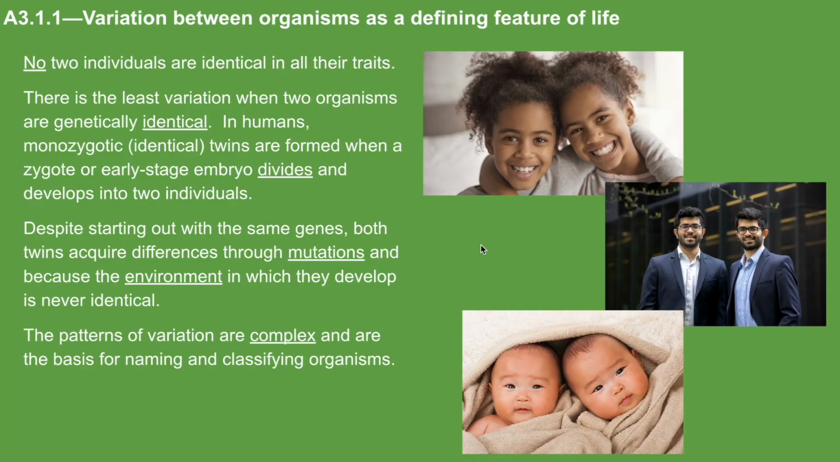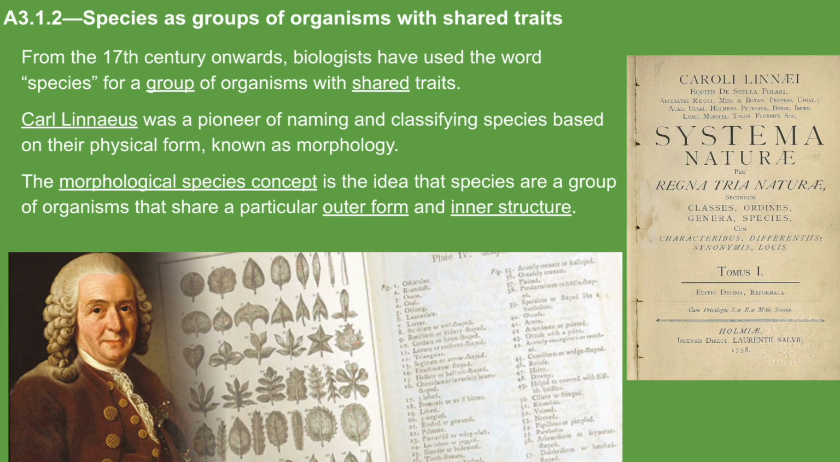Now, patterns of variation are complex, and we're going to see that those form the basis for naming and classifying organisms. Throughout human history, humans have wanted to make sense of our world. We want to know what plants are safe to eat versus not safe to eat, right? Which animals are good to hunt. We want things to be grouped and organized. And the father of this organization was Carl Linnaeus.